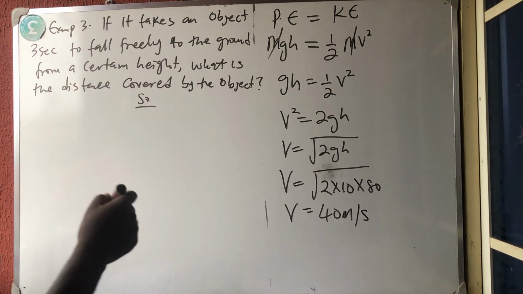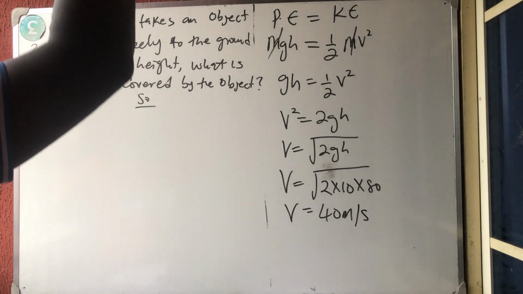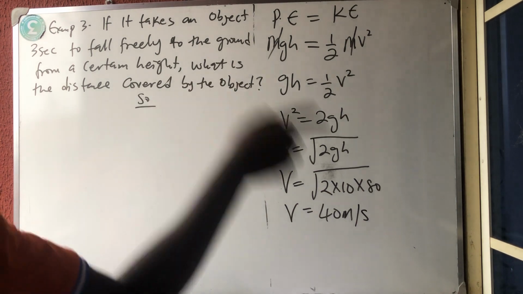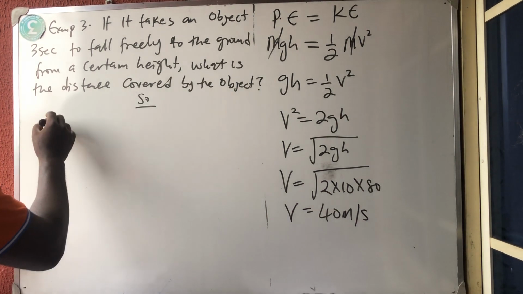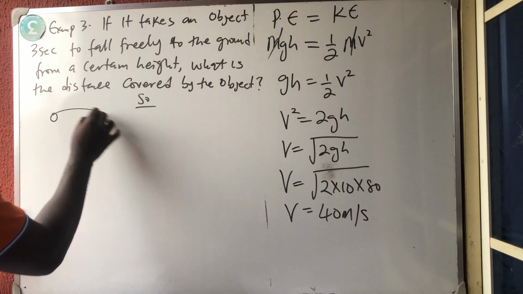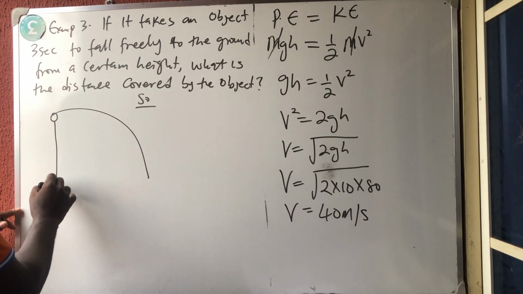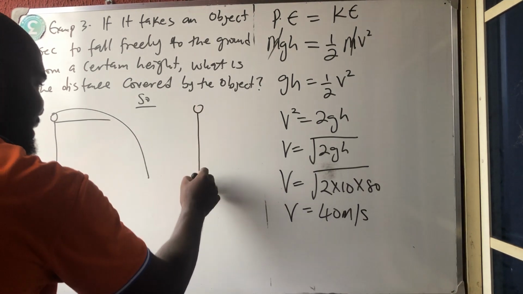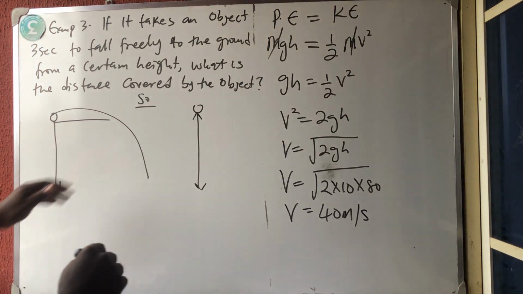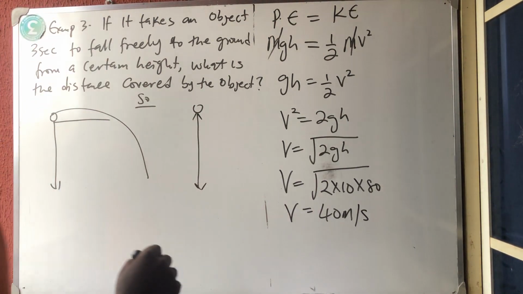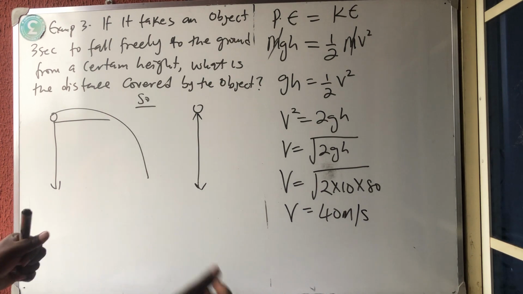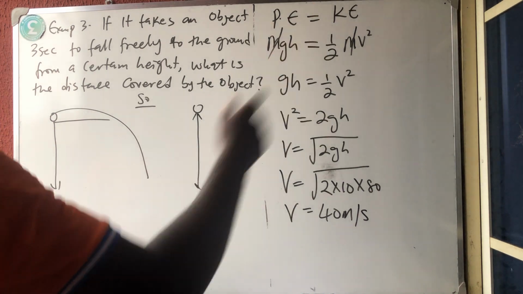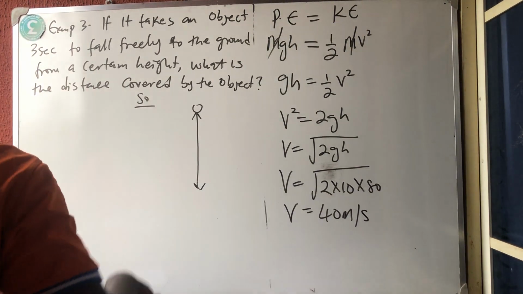Now listen. When a body is falling vertically downwards, it is not rolled to fall. There's a difference between a body being rolled to fall on the ground from a point, and a body falling vertically downwards. Please note the difference. If a body is falling vertically downward, we are using projectile motion. It is the same thing as when a body is being thrown upward. So we are going to use projectile motion.